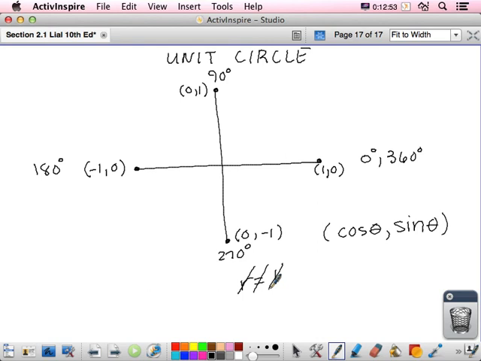So let's add our 3 new points that we need to memorize. We're going to draw some points out here, and we're going to let this be the 30-degree mark. In the middle, we're going to let that be the 45-degree mark.